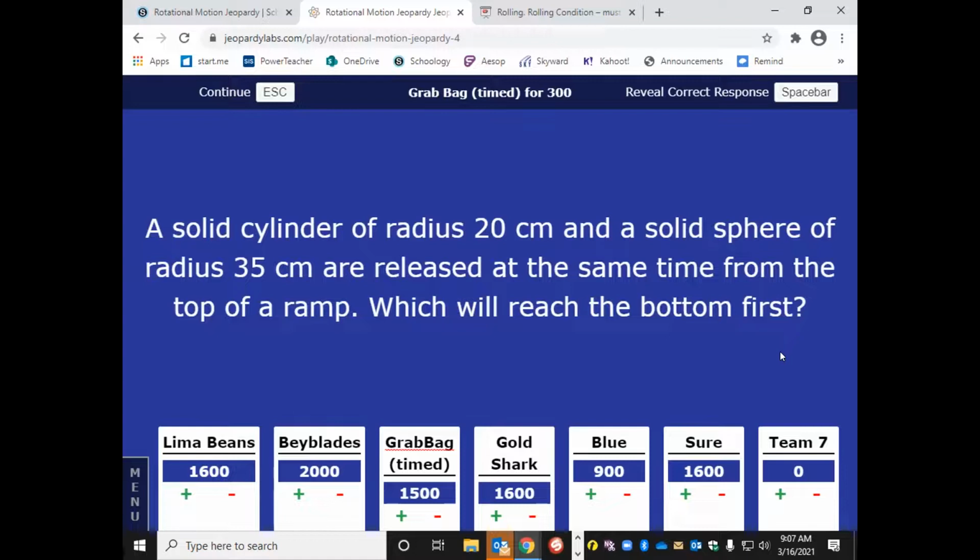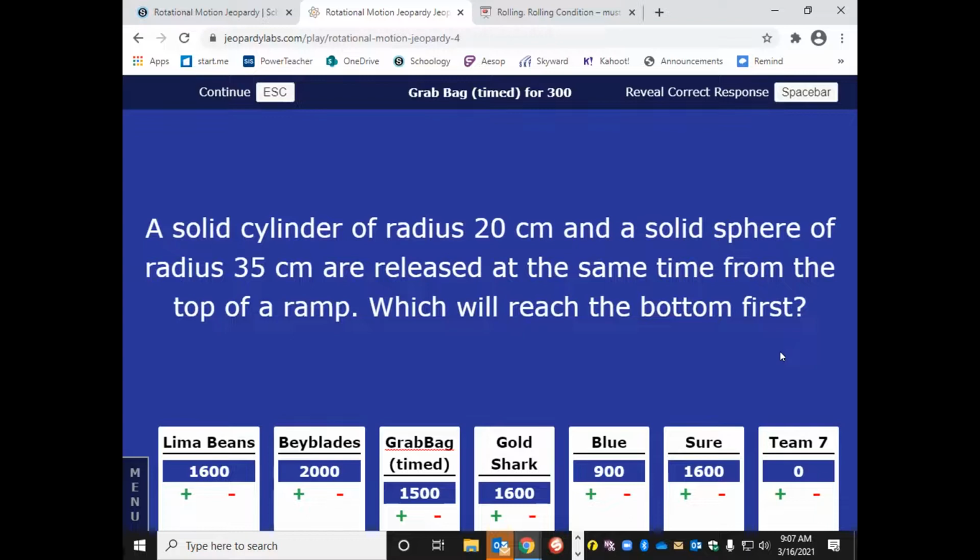Ten, 9, 8, 7, 6, 5, 4, 3, 2, 1. Boards up. Yes, yes, yes.